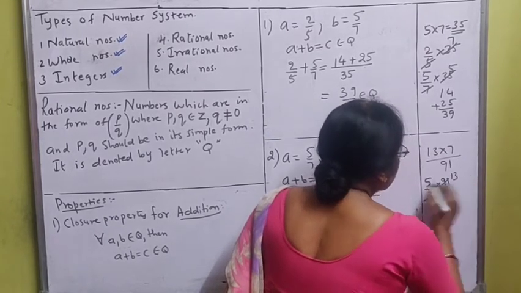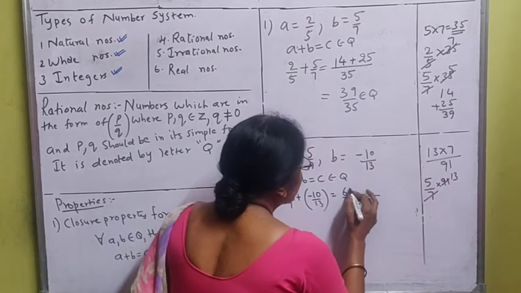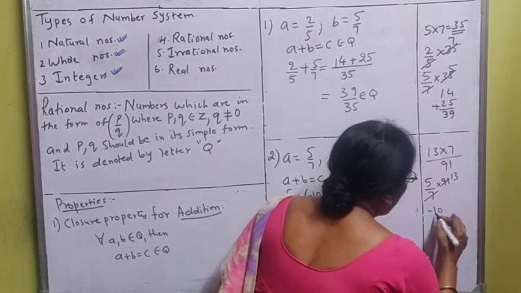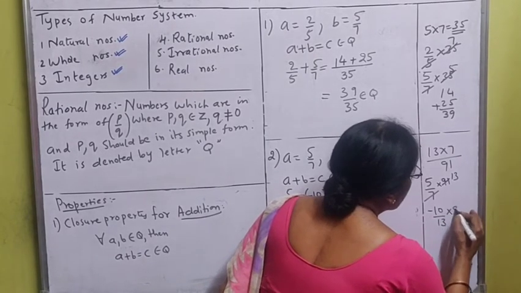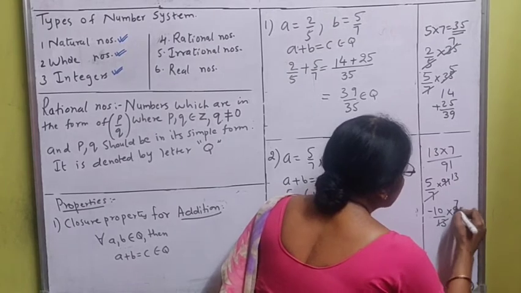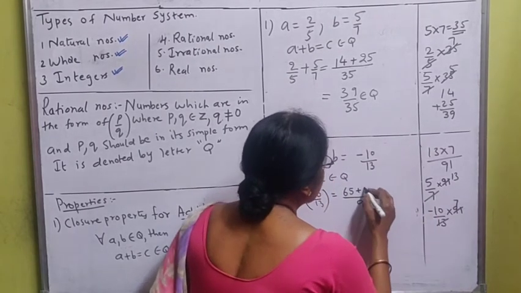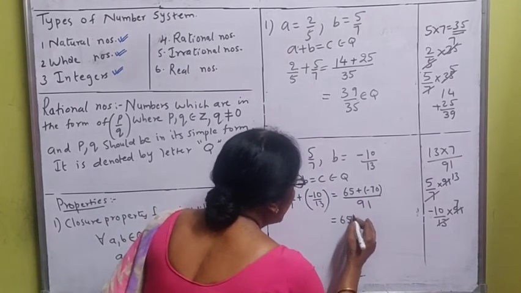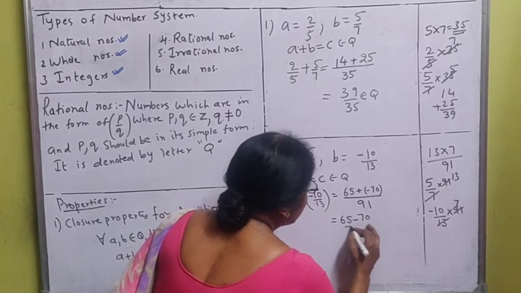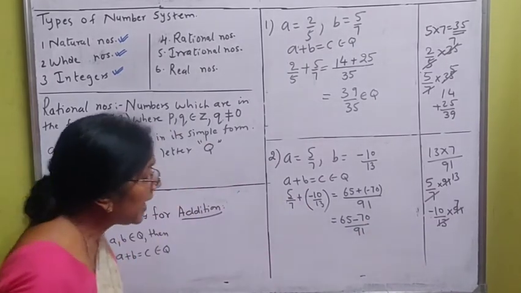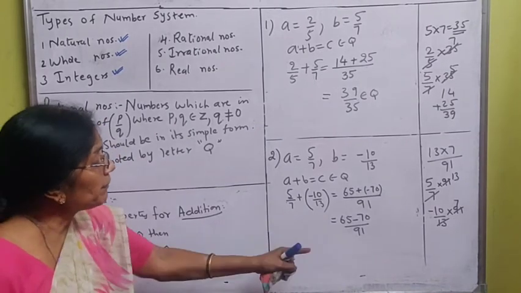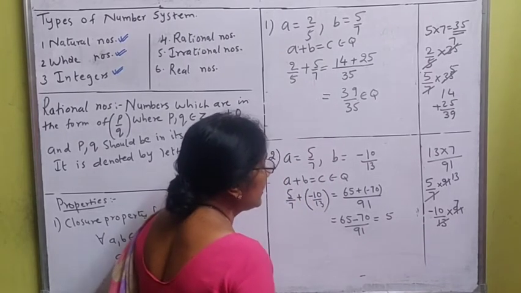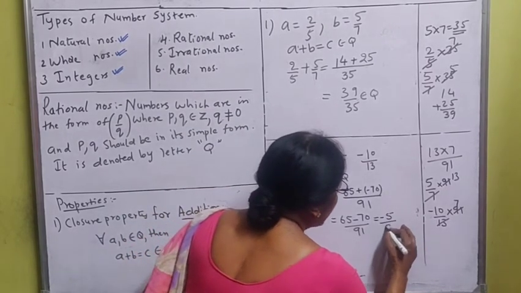7 13s are, 13 into 5. 13 into 5 is how much? 65. Then what sign is there? Plus. Next rational number is minus 10 by 13 into 91. 13 ones are, 13 sevens are. Minus 10 into 7 is minus 70. So what you got is equal to 65 plus into minus is minus 70 by 91. So take the bigger number 70. Subtract the smaller number 65. So you got it as 5. See the bigger number. What sign is there? Minus. So you will get minus 5 by 91.